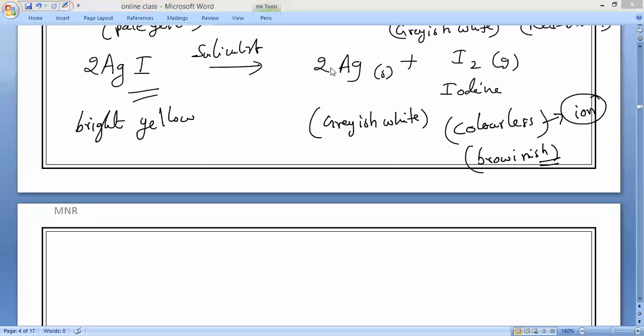This is all about the decomposition reaction. There are three types of decomposition reaction. One is thermal decomposition. The next is electrolytic decomposition, through electrolysis. The third is photolytic decomposition.